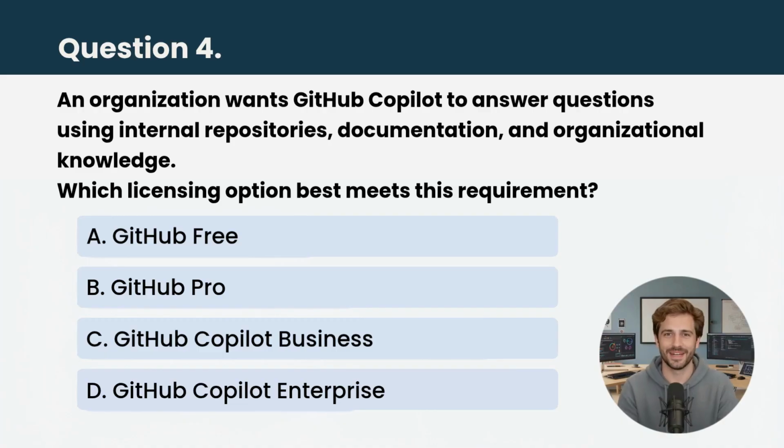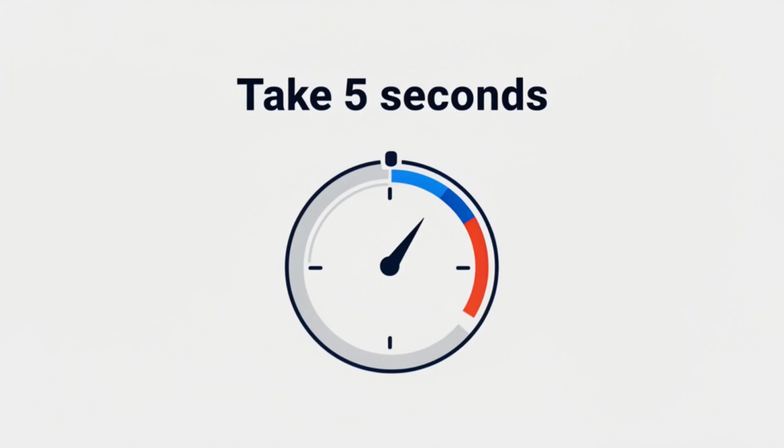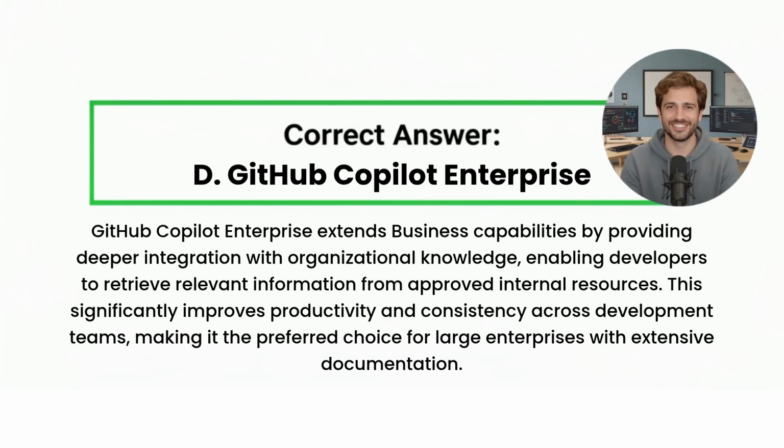Question 4. An organization wants GitHub Copilot to answer questions using internal repositories, documentation, and organizational knowledge. Which licensing option best meets this requirement? A. GitHub Free. B. GitHub Pro. C. GitHub Copilot Business. D. GitHub Copilot Enterprise. Take 5 seconds before answering. The correct answer is D.